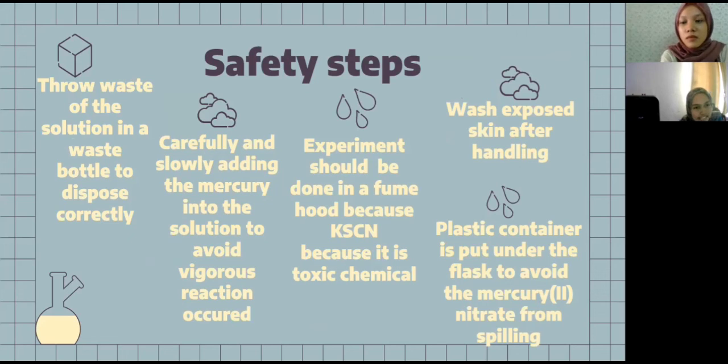Right, the safety steps in this experiment: throw the waste solution into a waste bottle to dispose of it correctly, and carefully and slowly add the mercury into the solution to avoid a vigorous reaction. The experiment should be done in a fume hood because potassium thiocyanate is a toxic chemical. Wash exposed skin after handling. And the last one, a plastic container is put under the flask to prevent the mercury nitrate from spilling.